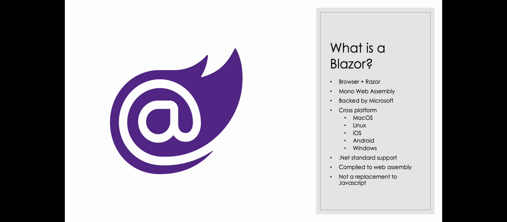Let's see what Blazor is. Browser plus Razor is Blazor. Razor is one of the file types that we use in .NET web development. So the browser plus Razor is called Blazor. It is a web framework that is used for building single page applications. It uses the .NET Core framework that uses the Mono WebAssembly runtime. Mono is an open source framework sponsored by Microsoft for implementation of the .NET framework.